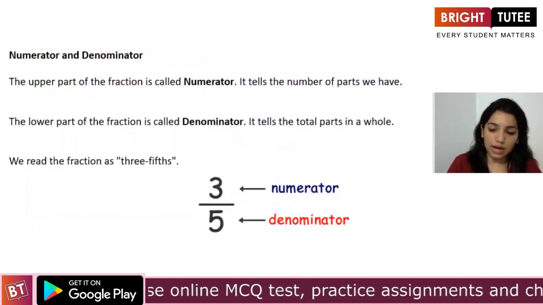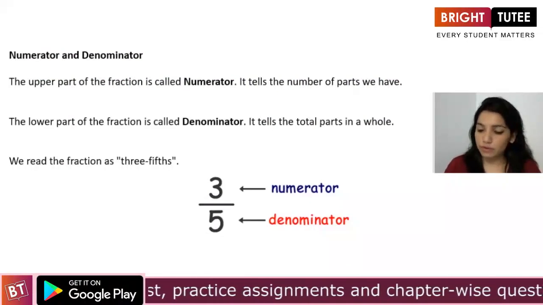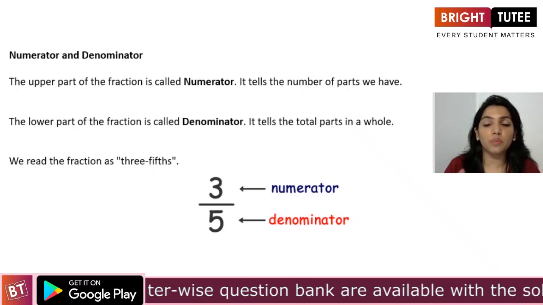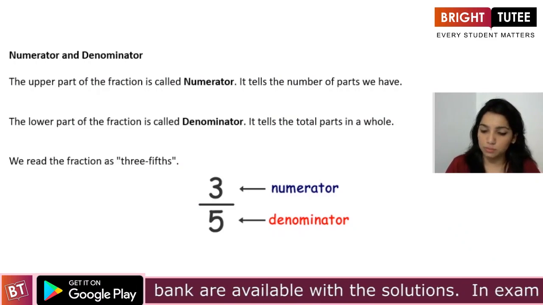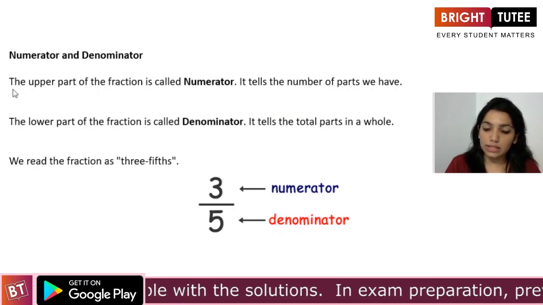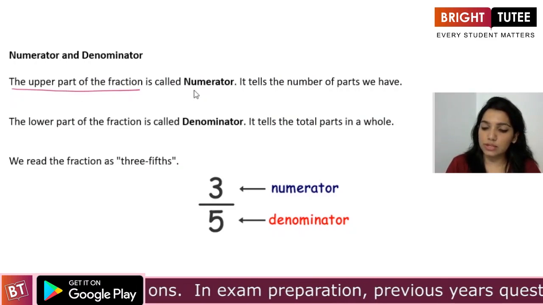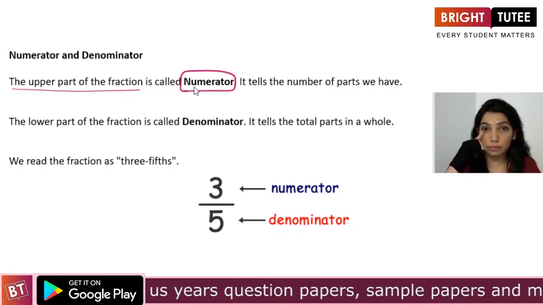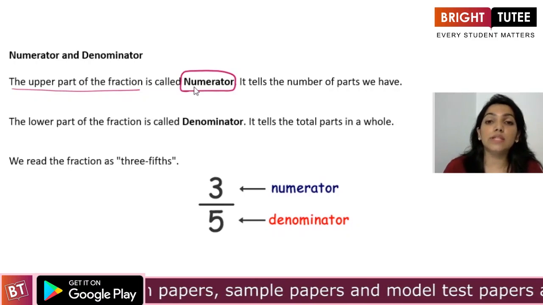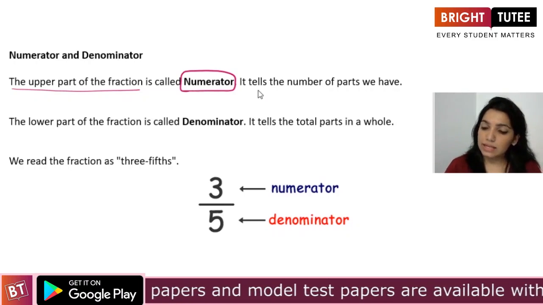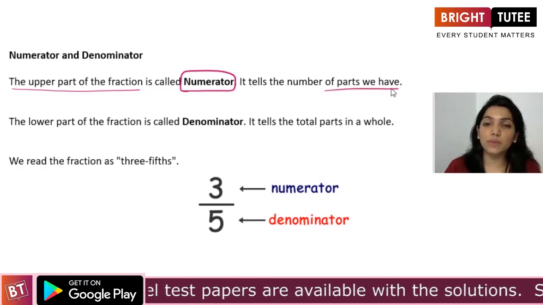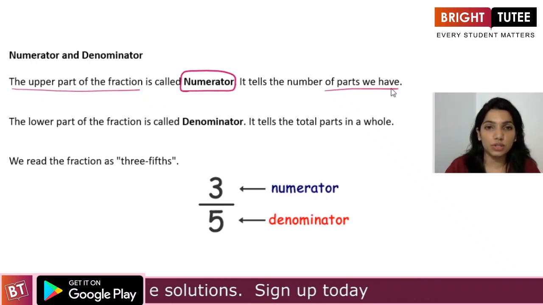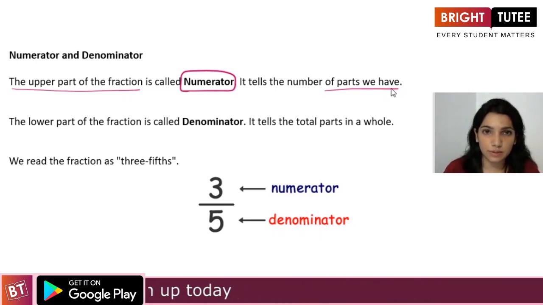Moving ahead, now let us understand when we write a fraction, which term sits on the top and which term sits on the bottom. The upper part of a fraction is called a numerator. Make sure that you do remember these spellings well. This is the numerator. It tells the number of parts we have, whether it is the shaded part or the non-shaded part or whatever is asked in the question.